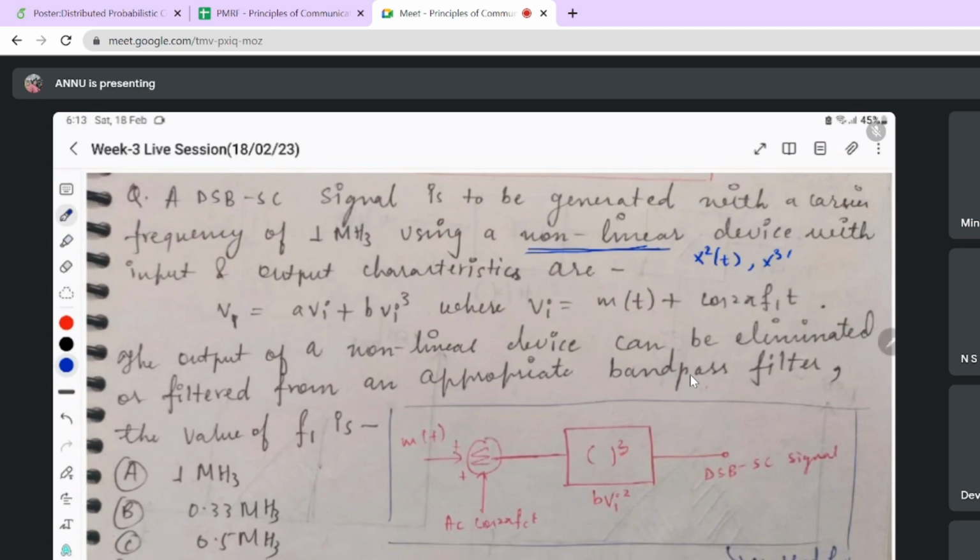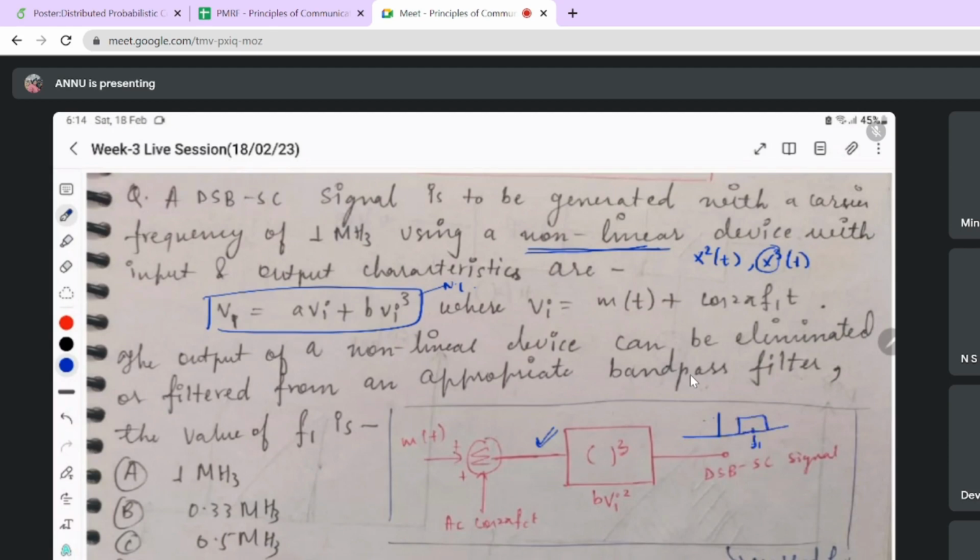So non-linearity will come whenever you have some function of x. Here we are considering this function as the non-linear device. In this question itself, they have given this particular function as a non-linear function, where Vi is m(t) plus cos 2 pi fct, and the output of the non-linear device can be filtered using an appropriate bandpass filter. The value of f1 is... So they are asking for the value of the DSB-SC bandpass filter frequency. What should be the f1 value?